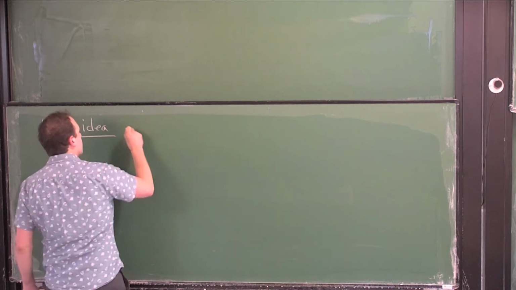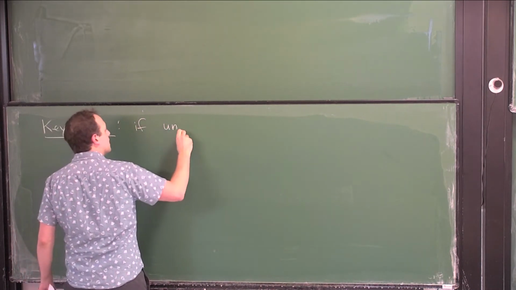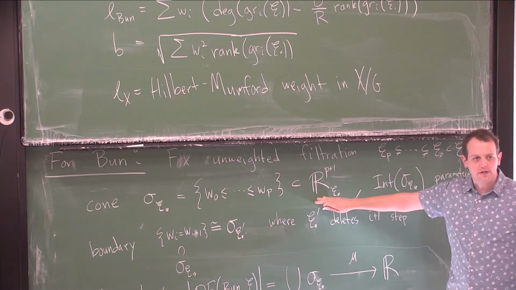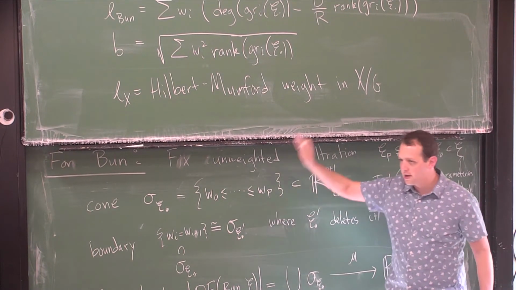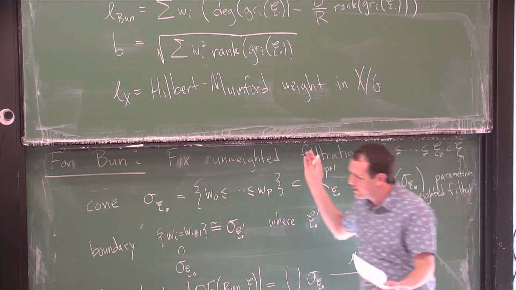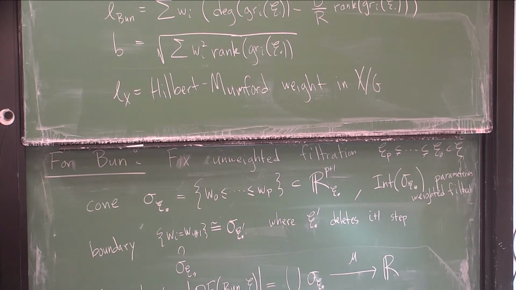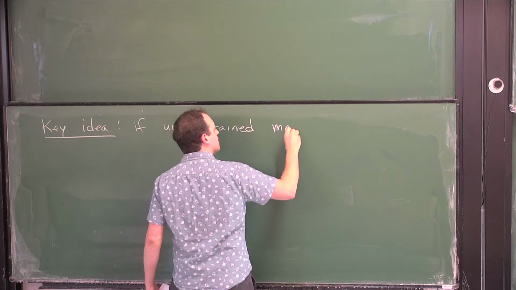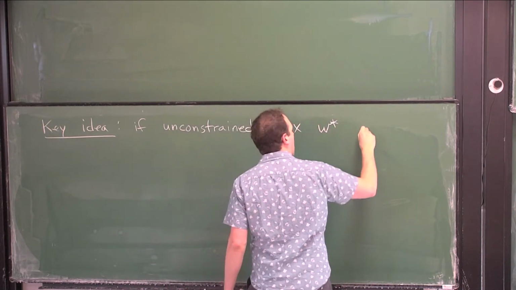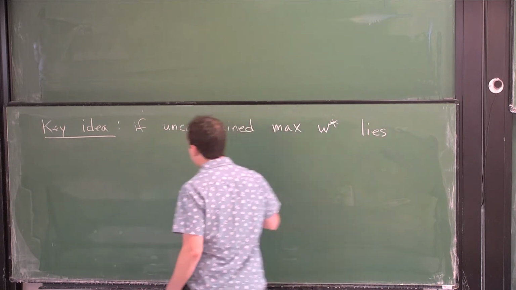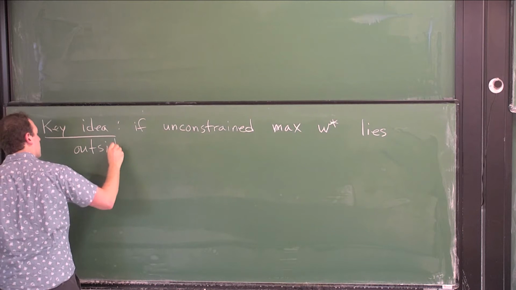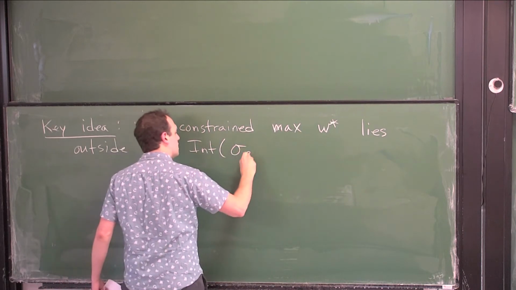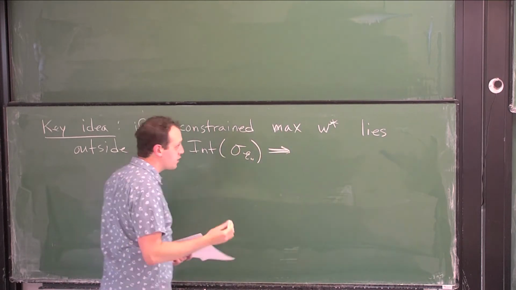So the key idea is, there's a constraint. So I can consider this function as a function on this larger vector space, even though this larger vector space doesn't really have an interpretation. It's only this cone that I can interpret as filtrations. This vector space is just formal. But I can still consider the unconstrained max. If the unconstrained max W star lies outside of the interior of this cone, that implies that the constrained max will lie on the boundary.